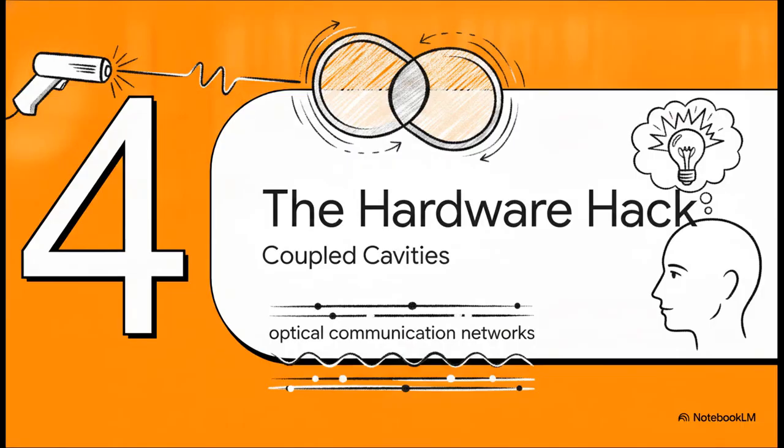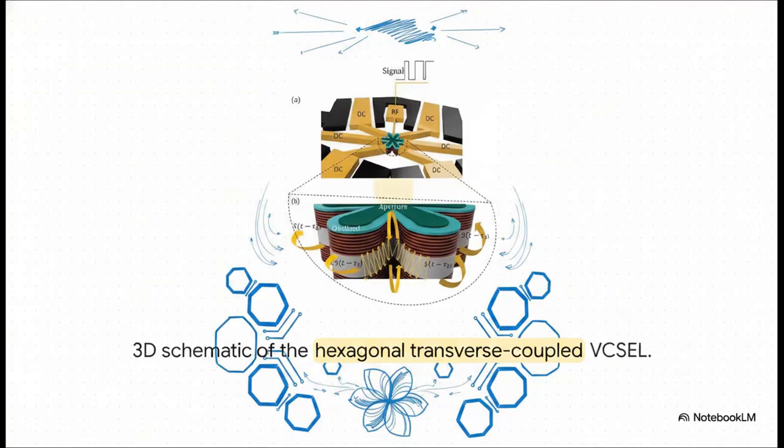All right, moving on to part 4, the hardware hack, coupled cavities. But what if you do want to change the physical laser? That brings us to an approach pioneered by Ahmet and colleagues, who came at the problem from the exact opposite direction. By redesigning the physical laser itself, they created a nanophotonic device that looks almost like a high-tech microscopic flower. This is a hexagonal transverse coupled cavity V-cell.